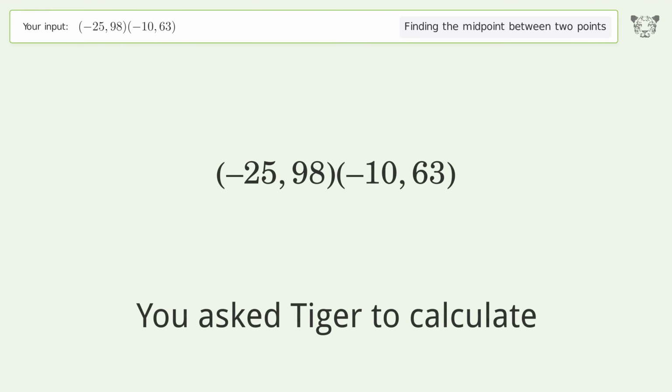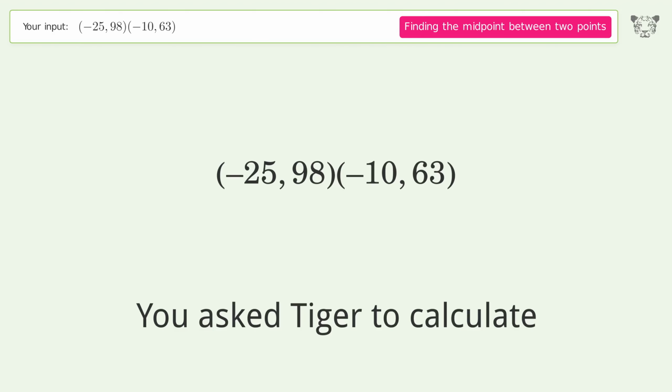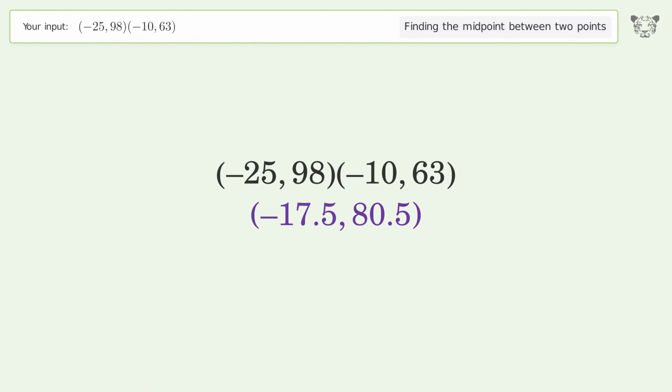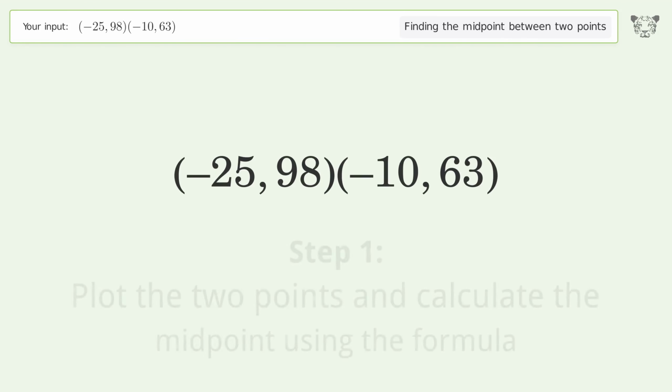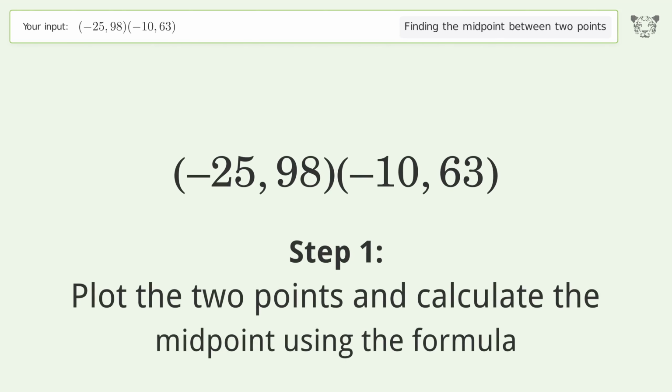You ask Tiger to calculate. This deals with finding the midpoint between 2 points. The midpoint between the 2 points is negative 17.5, 80.5. Let's solve it step by step. Plot the 2 points and calculate the midpoint using the formula.